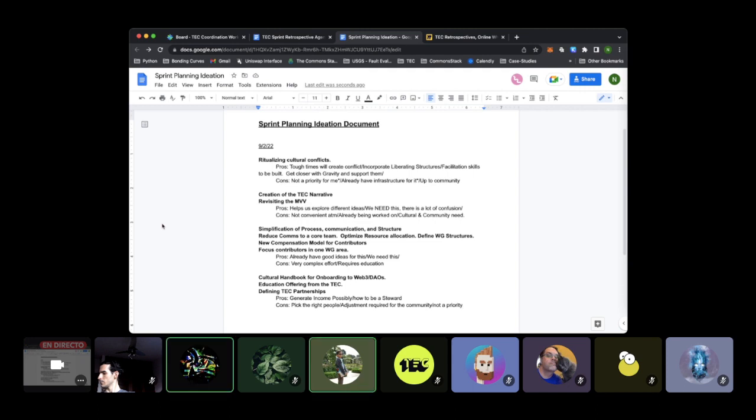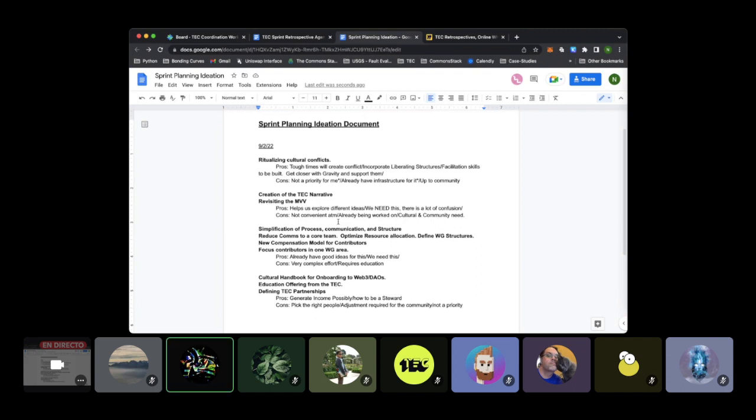So ritualizing cultural conflicts, I think, is a really good idea. It's a tough time for a lot of people, and there's a lot of uncertainty, and being able to answer those questions and concerns for people, and holding a space for that, is really important. I believe that Durgas mentioned facilitating skills among our stewards is something we should prioritize. The cons: we do have other priorities at the moment. I don't know if it's a priority for me as well.